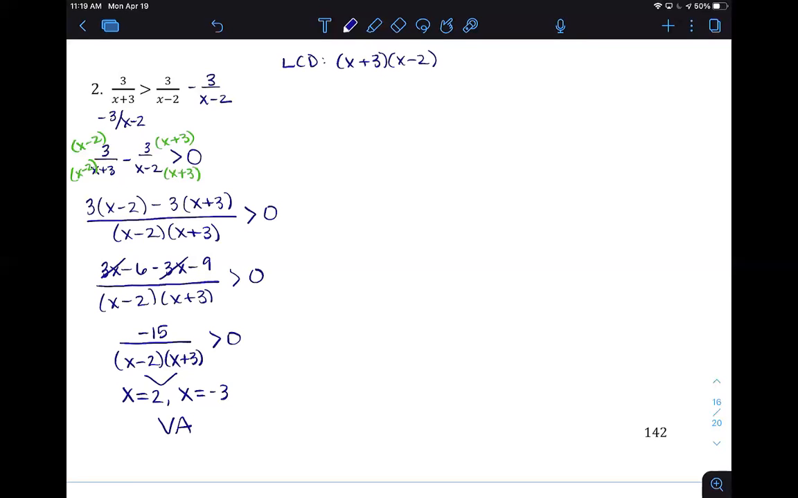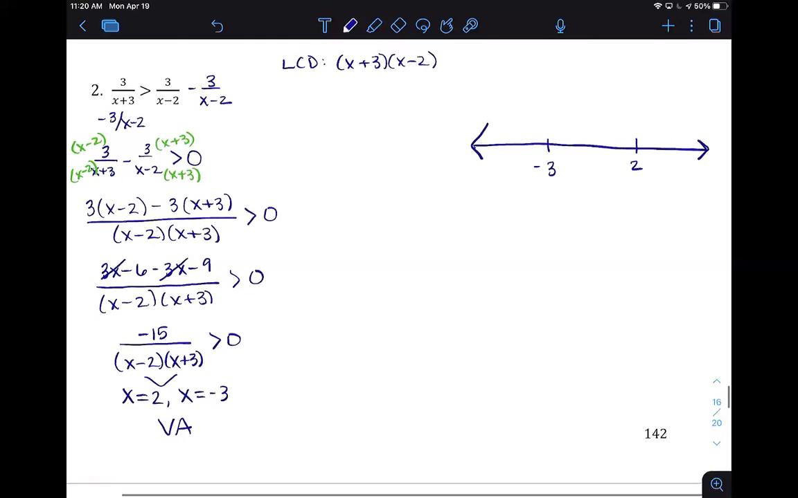Okay. So now we're going to do what we did in Unit 5 when we were looking at polynomial inequalities. Make our number line with negative 3 and 2. And then you have a couple of options on how you do this. You can plug it into your graphing calculator, which I recommend.